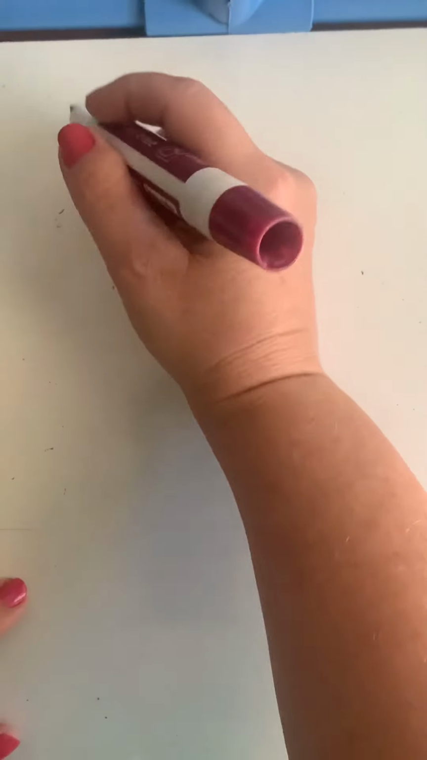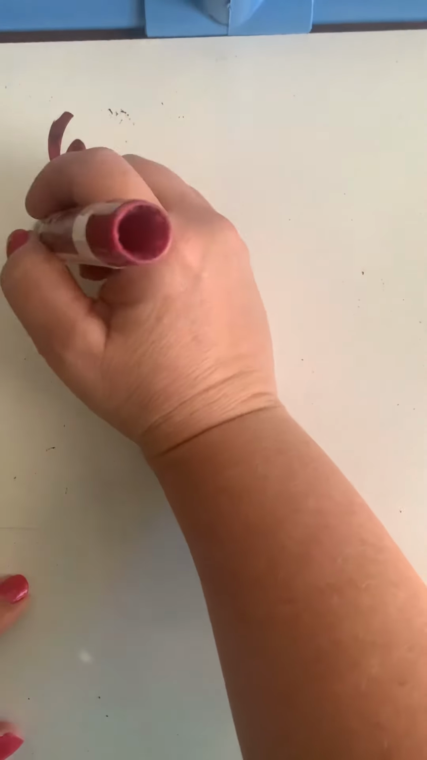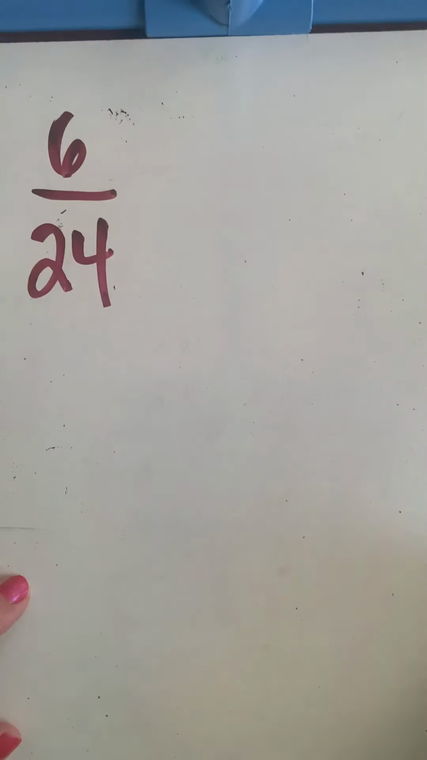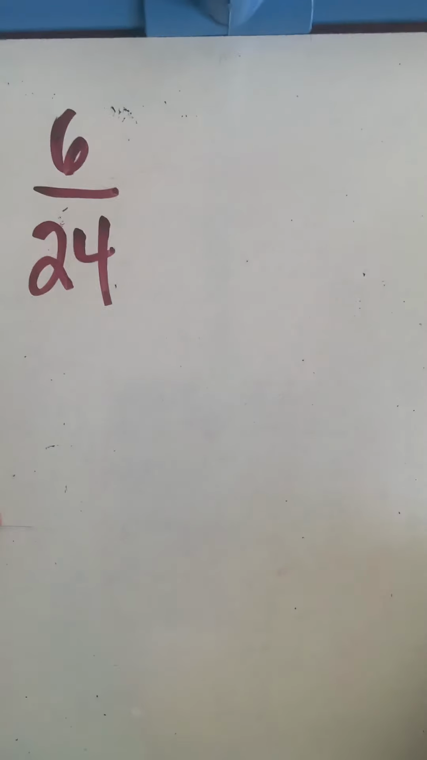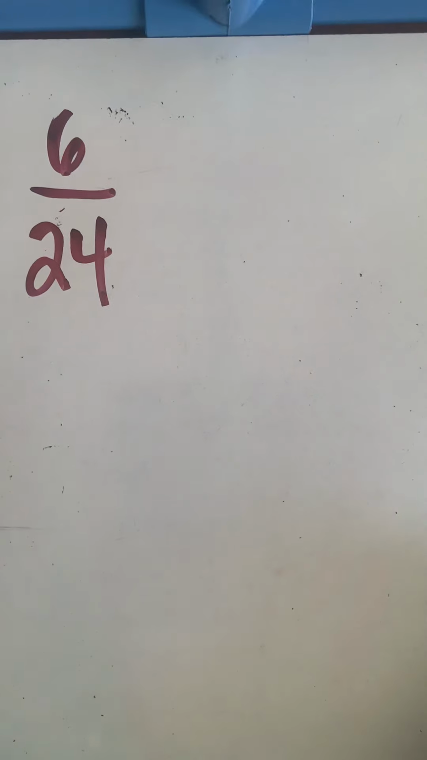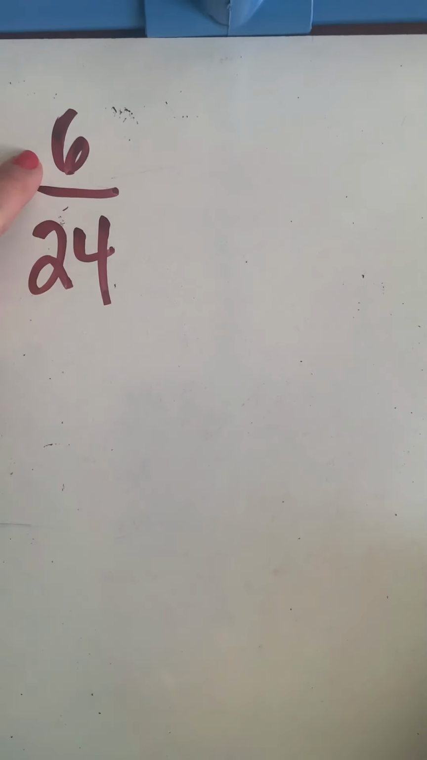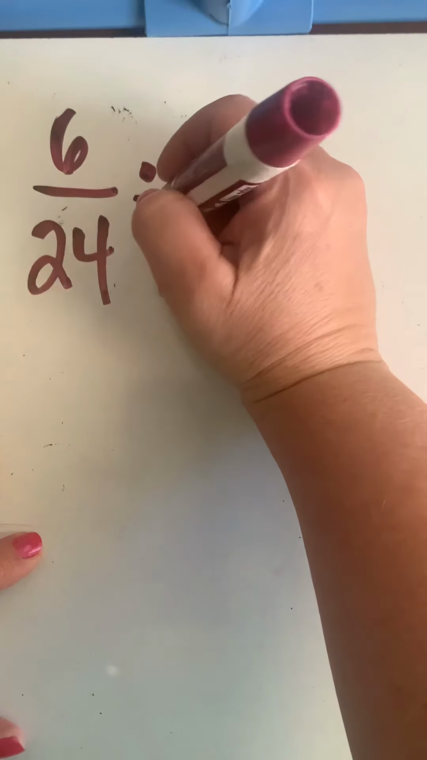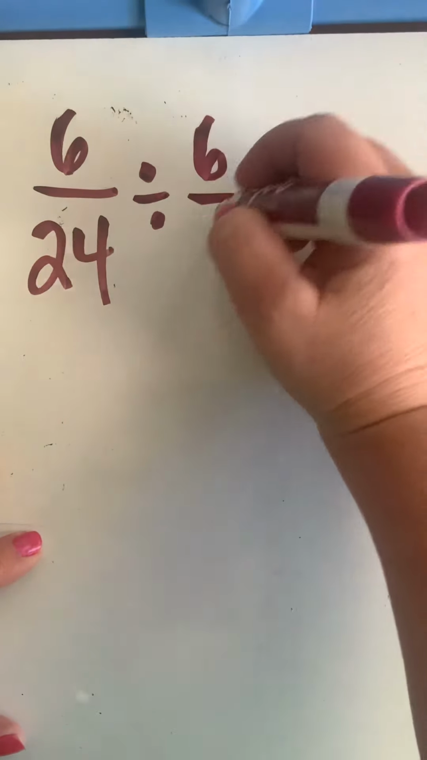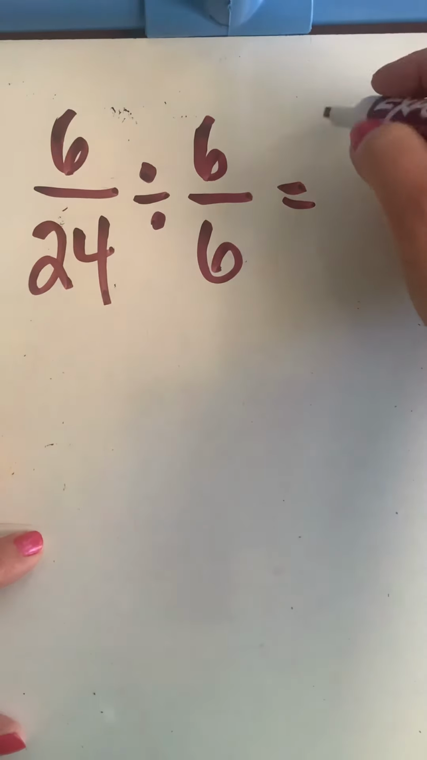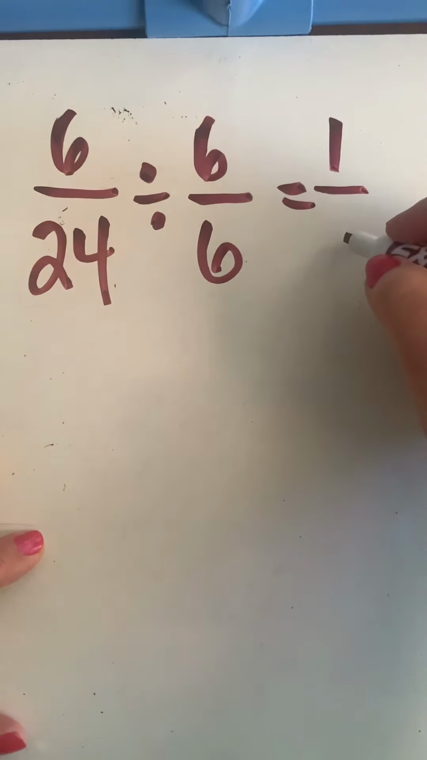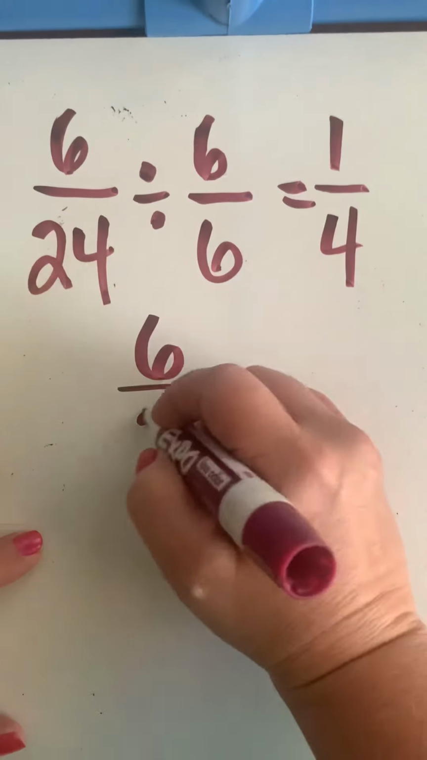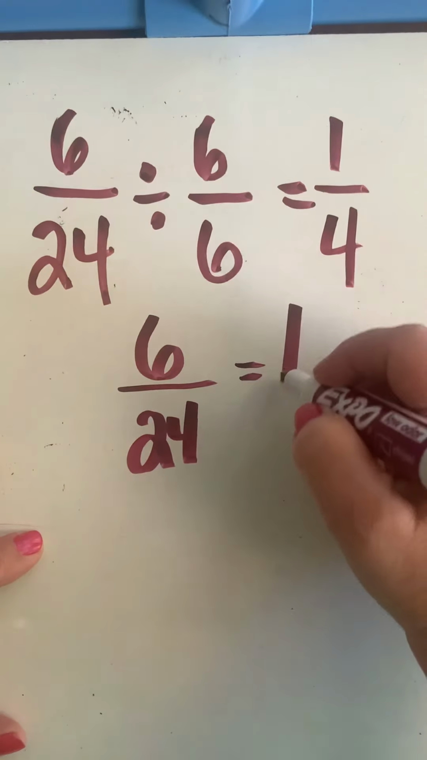Let's do 6/24. Well, if I look at 6/24, the first thing I do when I'm reducing a fraction is ask, will my numerator go into my denominator? Will 6 go into 24? And you know your multiplication, and you said, yes, it sure will. So we're going to divide 6/24 by 6/6. 6 divided by 6 is 1. 24 divided by 6 is 4. So 6/24 is the same thing as 1/4.